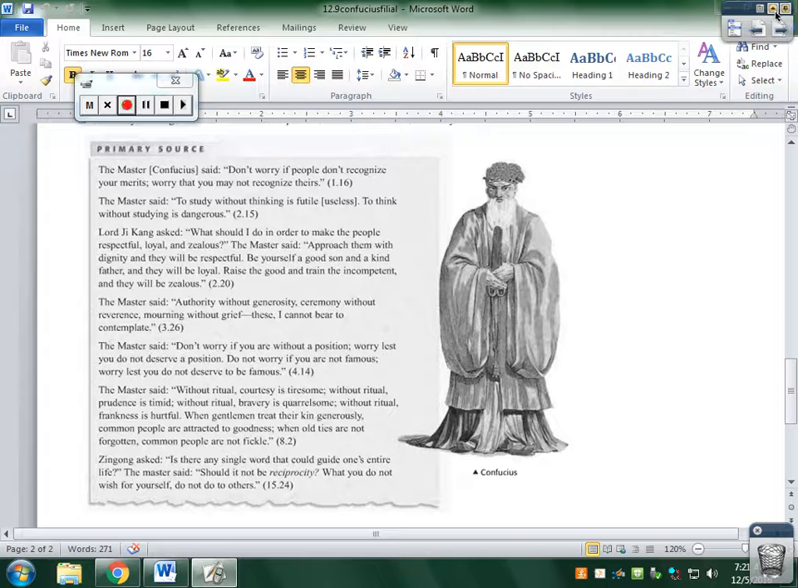I'm sorry, let's try that again. The master Confucius said, don't worry if people don't recognize your merits. Worry that you may not recognize theirs. Merits are good qualities about you, so things that you do really well. So he's saying, don't worry if they don't see them in you, make sure you see them in others. The master said, to study without thinking is futile or useless. To think without studying is dangerous.